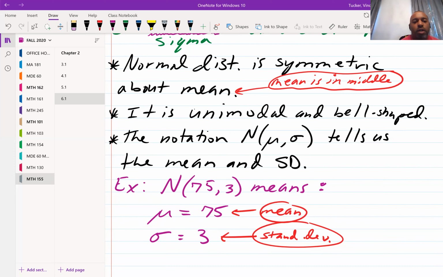All right. And then the notation capital N, then parentheses mu, comma, sigma, tells us the mean and standard deviation. So basically, we have capital N, parentheses 75, comma 3. That means the mean is 75, and the 3 is your standard deviation.